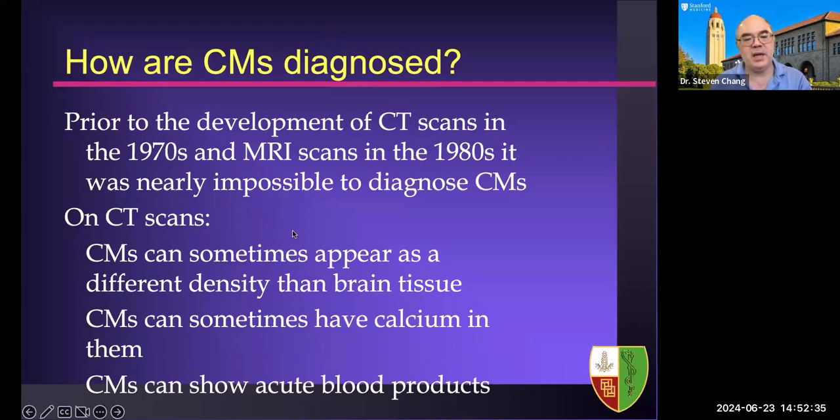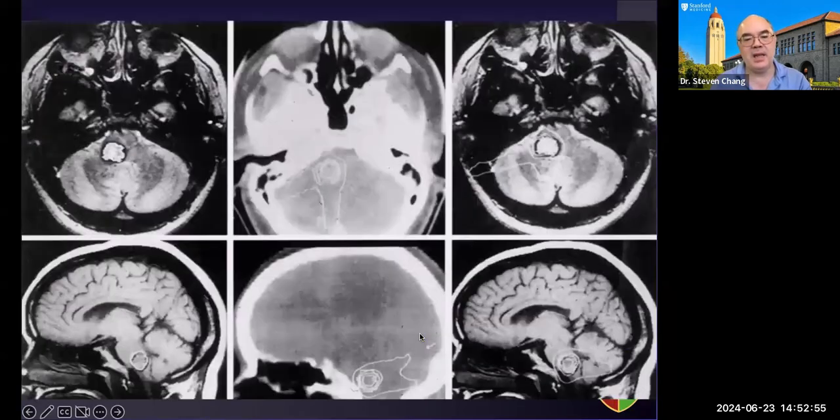On CT scans, cavernous malformations appear as a circle, different density than brain tissue. Sometimes if they've been there for a while, they can have some calcium in it, like bone, areas of the cavernous malformation that have fossilized. And sometimes they can also show acute blood products if you happen to get the CT scan at the time of the bleed. Now, in this picture here, the CT scans are the two pictures in the middle, and it's a little bit hard to see on the scans because, again, the quality of CT imaging is not as good as MRI, but cavernous malformations can appear as a circular difference in density on these scans.